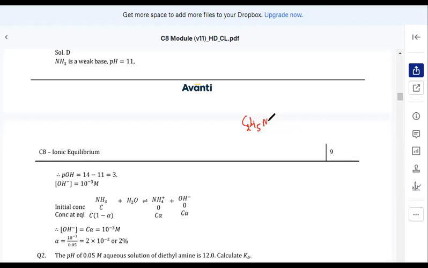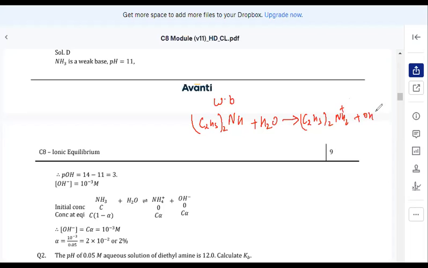(C2H5) whole twice NH. So actually it is also a base. It is a weak base. So it will also react with H2O, right? Because it doesn't matter what it is. If it is an amine, you just have to do the same thing. It will be (C2H5) whole twice NH2 plus. It will take 1 H plus, plus OH minus. So this is your reaction.